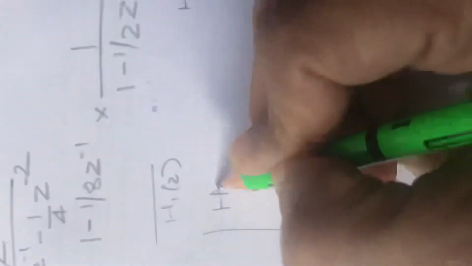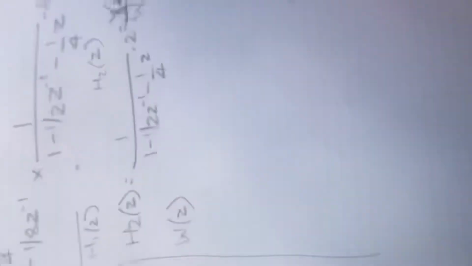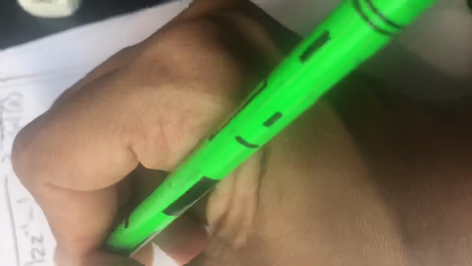Clear? Similarly, let us look at a second subsystem H2 of z, which is equal to 1 upon 1 minus half z inverse minus 1 by 4 z raised to minus 2. H2 of z is given by y of z upon W of z. So let us cross multiply. We'll have W of z is equal to y of z minus half z inverse y of z minus 1 by 4 z raised to minus 2 y of z.